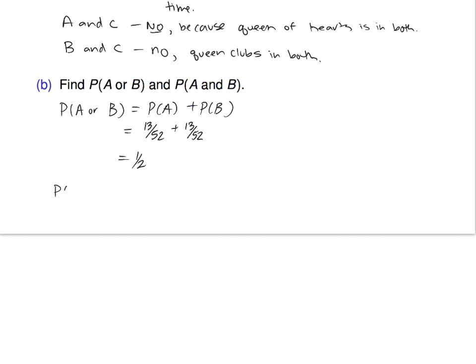How about P of A and B? So saying probability of being a heart and a club. That's not possible, is it? You draw a card, you can't be a heart and a club. That's going to be 0. Okay.